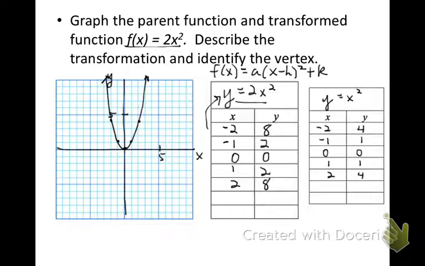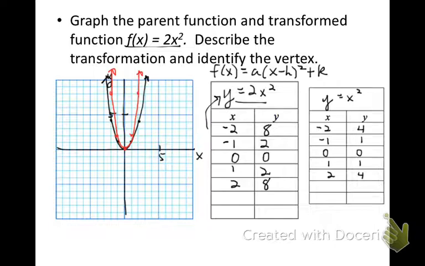So I'm going to graph this in red so we can see our transformations like we've done before. So negative 2, and now it's going to stretch up to 8. Whoop, there we go. And then negative 1 is going to stretch up to 2. It's going to hold there at 1, 2, and then 2, 8. And then a nice smooth U-shaped curve.